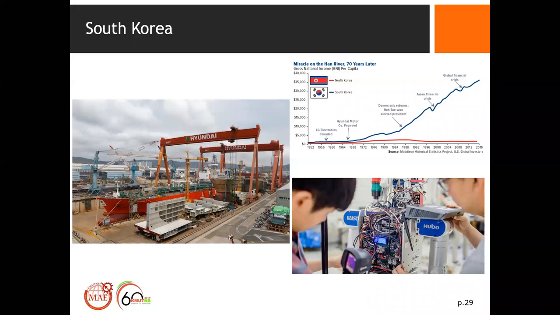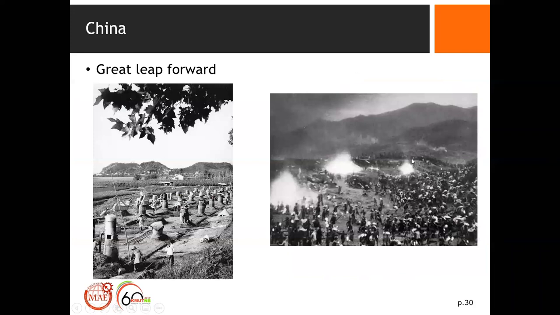The US needed South Korea to be their ally in the Asia Pacific area. And in terms of technology, they transferred the technology to South Korea. And today they are competitors in business. China is also one country that adopted industrialization.